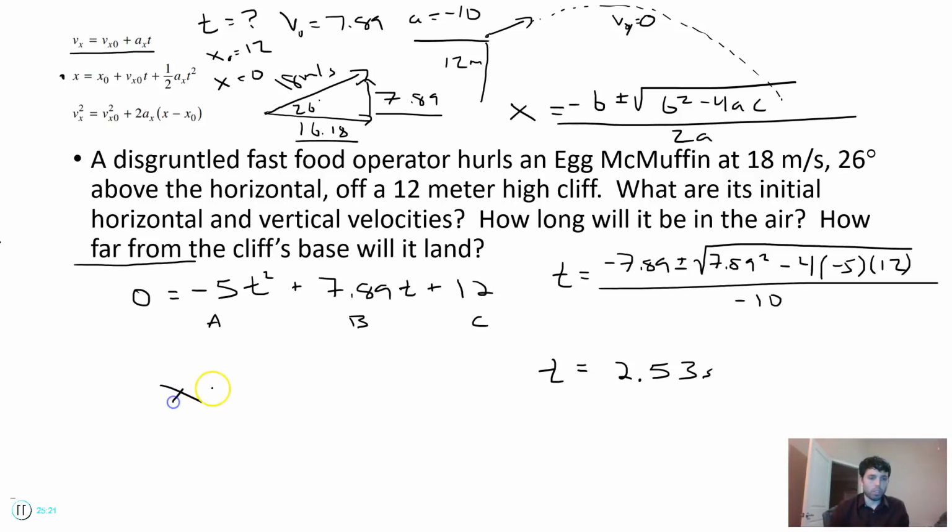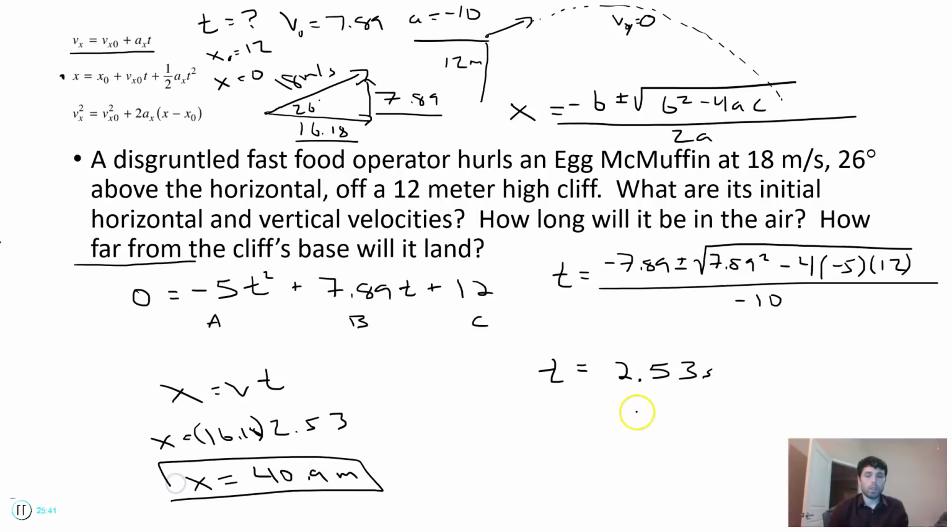Not how high it gets, how far will it go from the base? So that's horizontal, so that's x equals vt. Simple equation for that. Now we know t is 2.53. My horizontal velocity was 16.18. And that's going to give me my x, and my x will be 40.9 meters. So this answer, this guy here. Okay, so there you go. There's the quadratic formula that worked there. You learned that in Algebra 1 probably, and you thought you never used it again. Surprise!